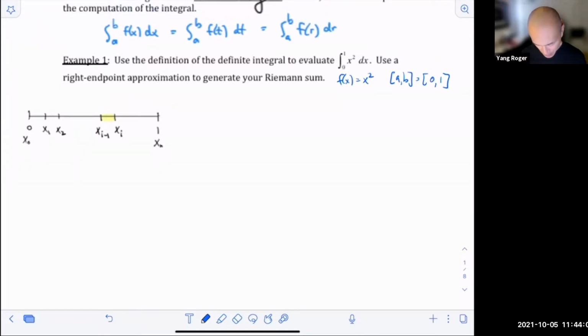So the first thing we want to do is take our interval going from 0 to 1 and chop it up into n equal pieces. In this case, I don't have a specific number for n because I'm not doing an approximation. I'm going to calculate the actual area. So when I write down what my delta x is going to be, it's b minus a over n. In this case, it's 1 minus 0 over n, which is just 1 over n.